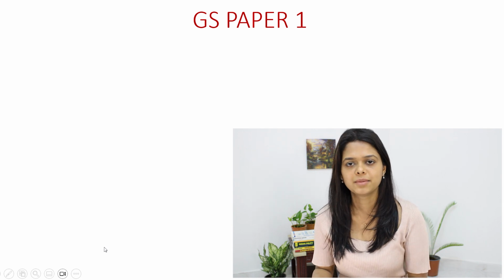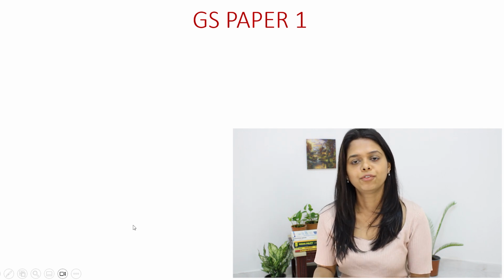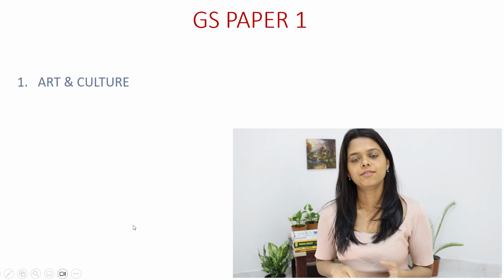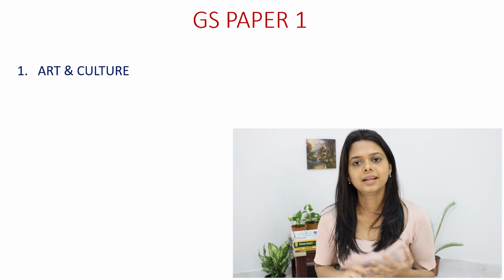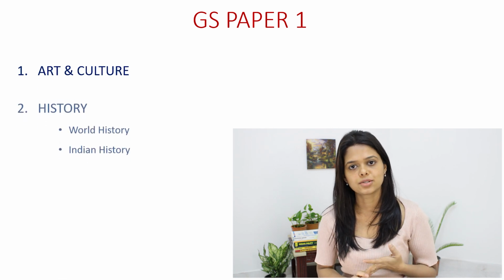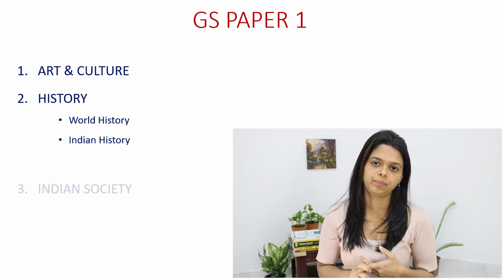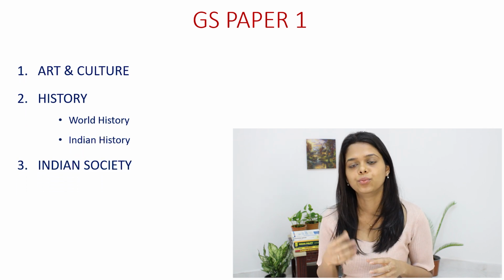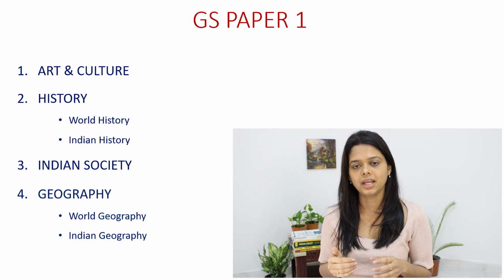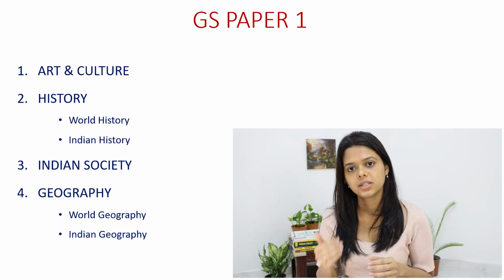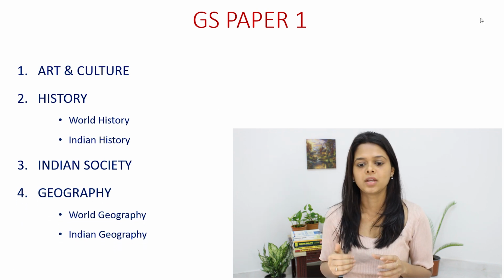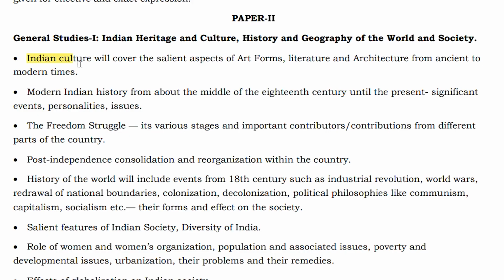If you look into the syllabus of GS paper 1, there are 4 different parts in it broadly. First one is Indian culture, then comes history, then Indian society as well as geography. History is again divided into world history as well as Indian history, and geography is divided into world geography and Indian geography. Under art and culture, Indian culture will cover the salient aspects of art forms, literature and architecture from ancient to modern times.